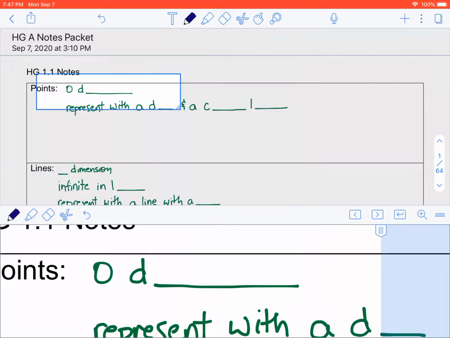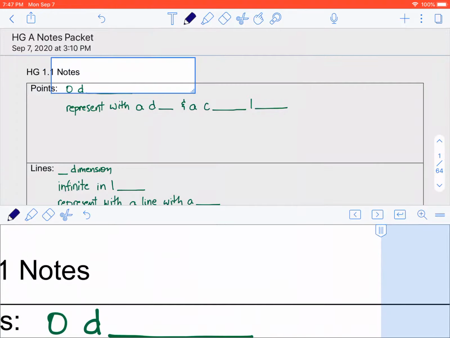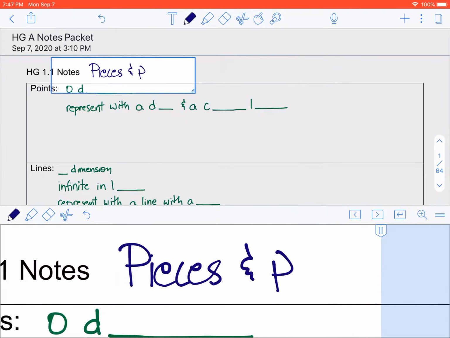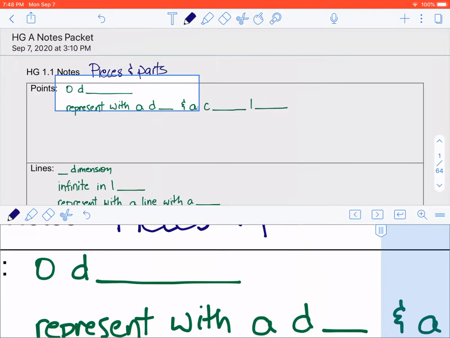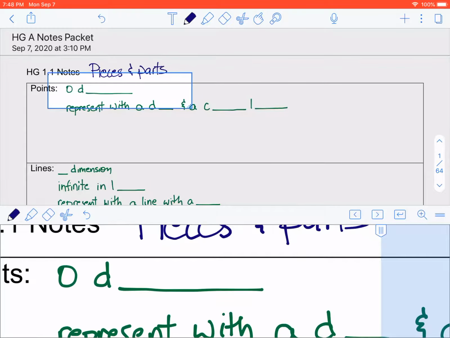So today's lesson is 1-1, and I like to give it a familiar name, kind of an easier name than what the book gives, and so I call it pieces and parts. Okay? First piece and part that we talk about is points. Little dots. They have 0 dimensions, which means we cannot measure them in any shape or fashion.